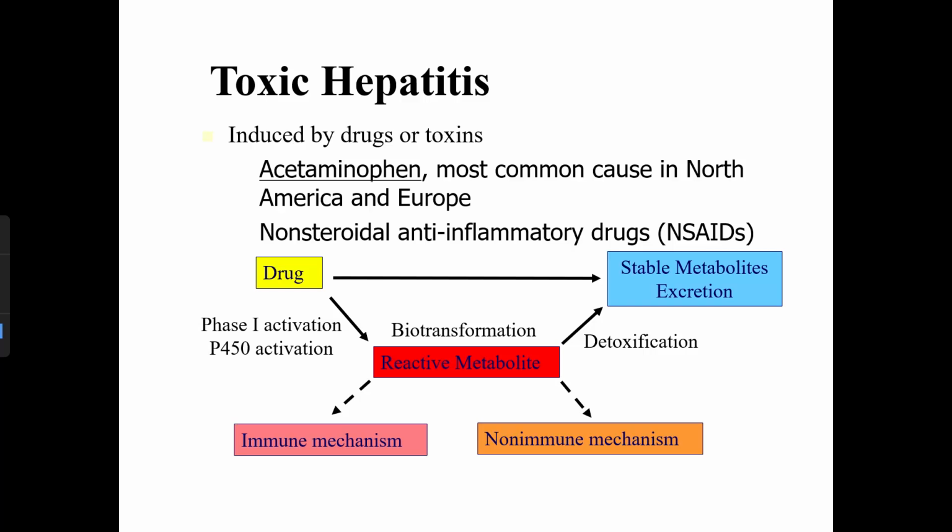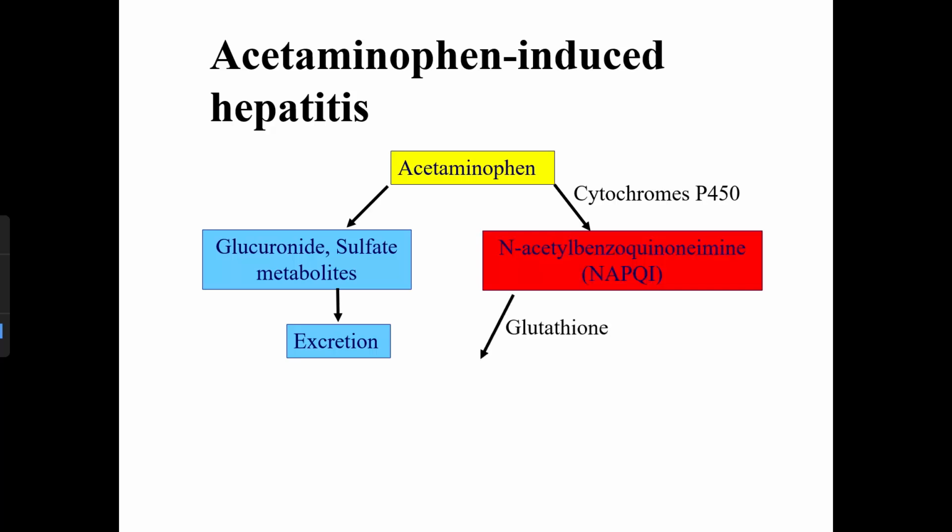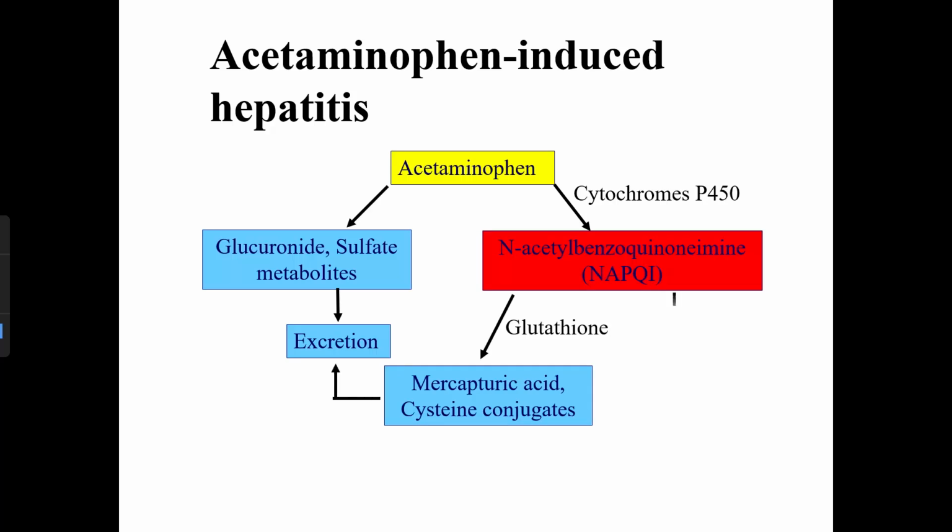So it produces a reactive metabolite, and then there's immune mechanism or a non-immune mechanism, and both of those lead to cell damage. Acetaminophen-induced hepatitis, so Tylenol-induced hepatitis. You can kind of see the flow chart here and how this progresses, eventually leading to cell necrosis.